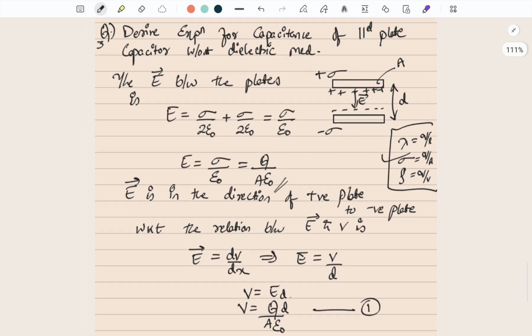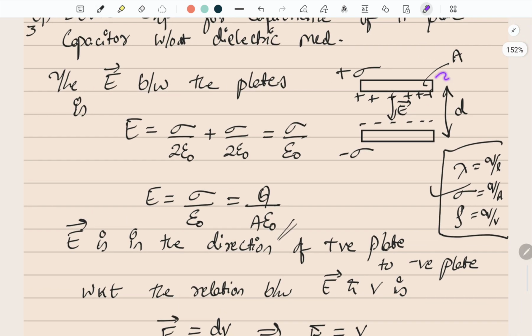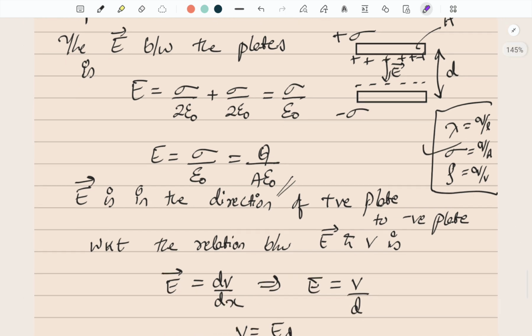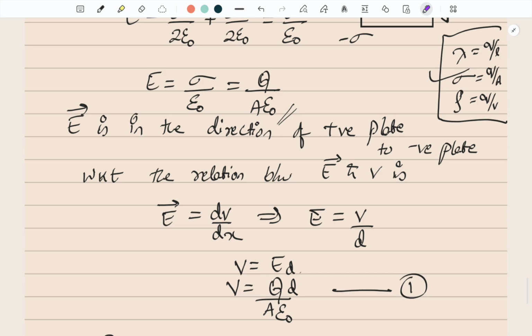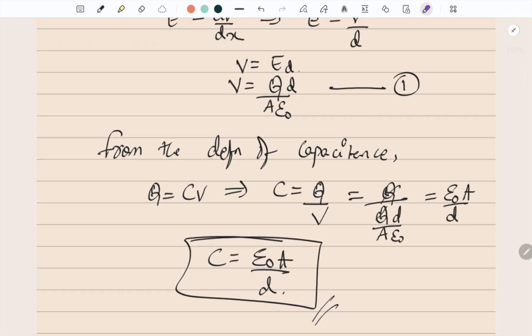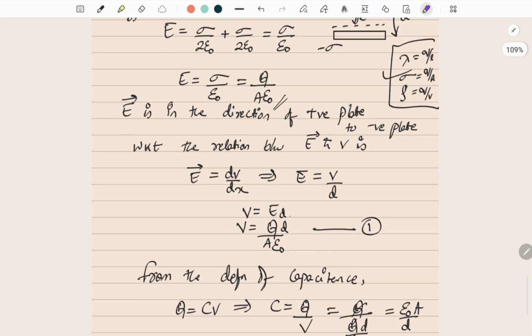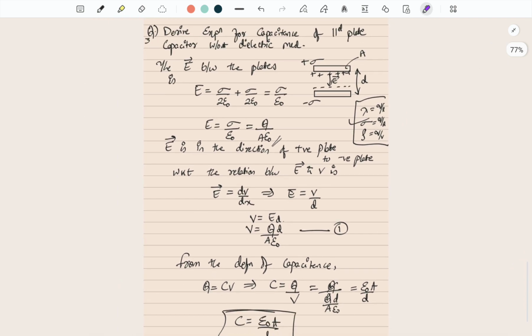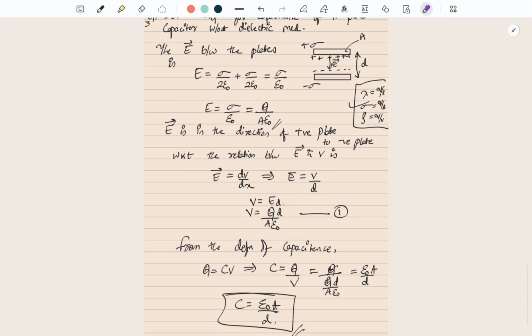All you need to know in this is what is the formula, what is the diagram involved, and the initial explanation you need to write in the first four lines. Then you will start with the electric field between the plates is E is equal to sigma by 2 epsilon naught plus sigma by 2 epsilon naught. Add up, you write, then you substitute for sigma. Once you substitute, then relation between E and V is E is equal to dV by dx. Use that, you will find out V. Once you find out V, you go to Q equals CV, and you just find out C is equal to epsilon naught A by D. So I hope you have understood this particular derivation. Okay, thank you.